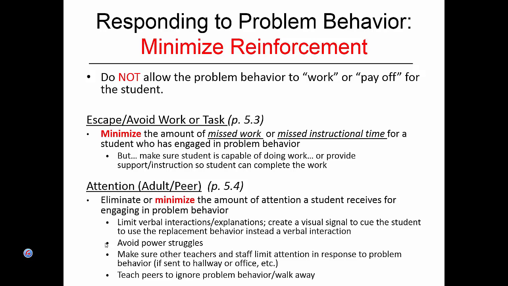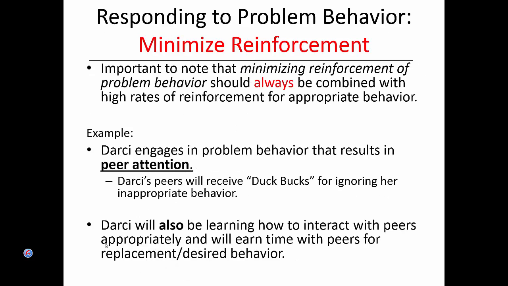And then teach with peer attention. You might have to teach the peers to ignore the problem behavior and walk away. Sometimes you might even have to put incentives in place to encourage them to ignore the student's negative behavior. But along with that, like I mentioned, along with minimizing reinforcement, this always should be combined with high rates of reinforcement when the student is engaging in the appropriate behavior.